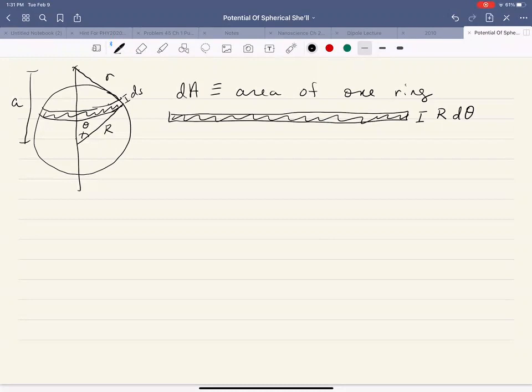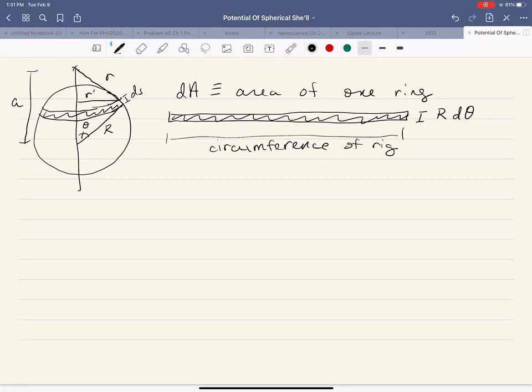Okay, now we can find the circumference of this ring. And the circumference of the ring is going to be the length of our little rectangle. Now, this value of the circumference is going to change as we change our value of theta. We're going to integrate here over theta. And so the value of the circumference is going to change depending on how big the ring is, and how big the ring is depends on theta.